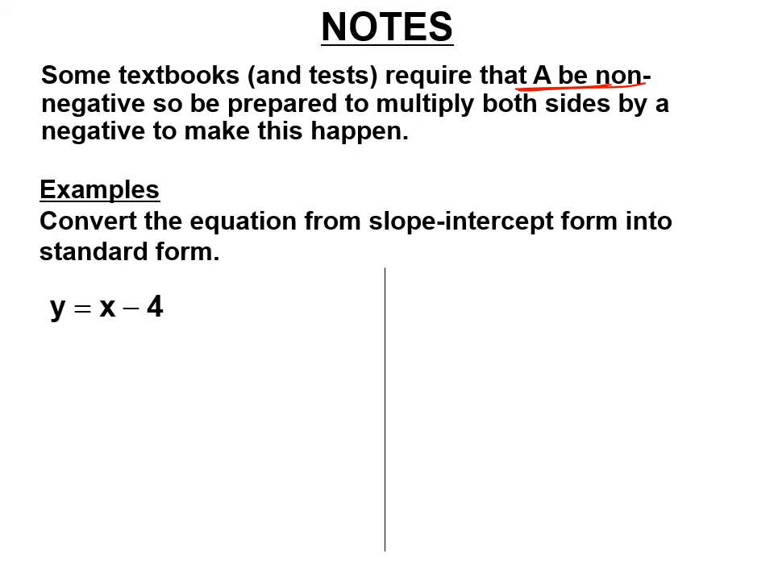Sometimes you are going to have a requirement that A, for whatever reason, cannot be negative. It has to be non-negative. And so we have a trick to make that happen. The first thing you do is get it in ax plus by equals c. We only care about that a. A can't be negative. So we're going to subtract x from both sides, and you get minus x plus y equals negative 4.